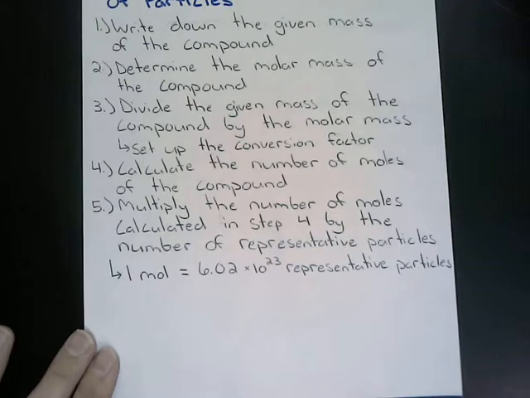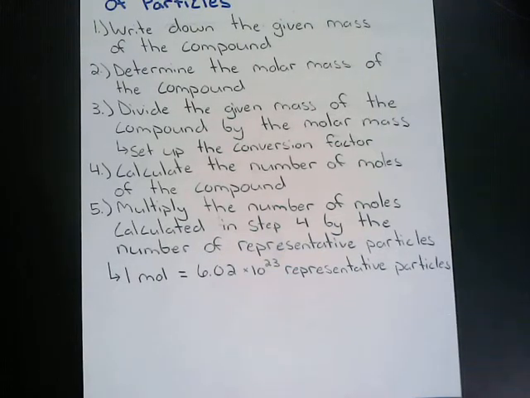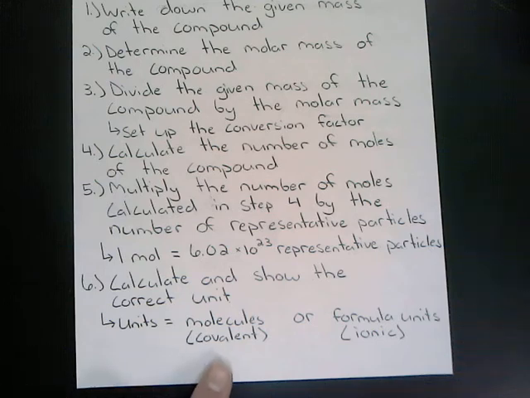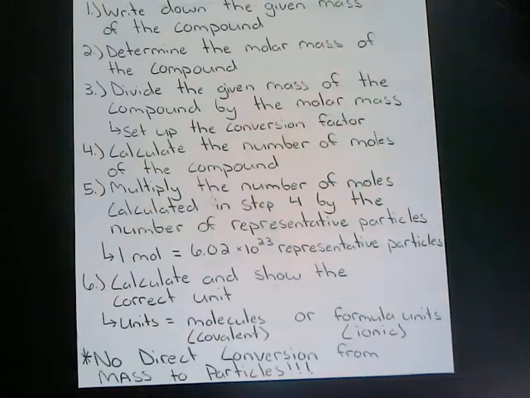Now, the sixth step here is to calculate and show the correct unit. The units here should be in molecules or formula units. Just as a reminder, molecules are associated with covalent compounds or two nonmetals, and formula units are associated with ionic compounds, or a metal and a nonmetal. One important note here is that there is no direct conversion from mass to particles. I know it's a tedious process, but you have to go through steps 1 through 6.